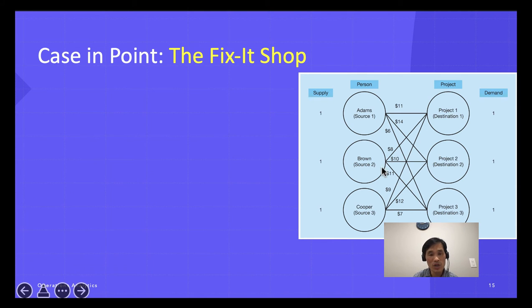The same goes for Brown and Cooper. One interesting characteristic here, you see that the supply is only one and demand is only one. In other words, there's only one Adams, there are not two, and there's only one person who can take project one, right? So that's a one-to-one relationship. One-to-many or many-to-one or many-to-many relationships are not allowed here in this case.